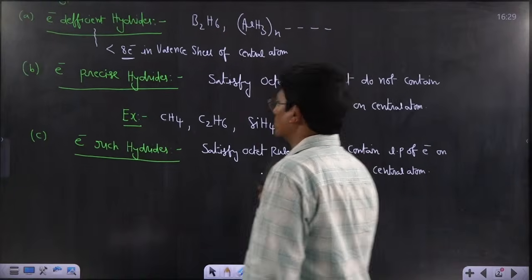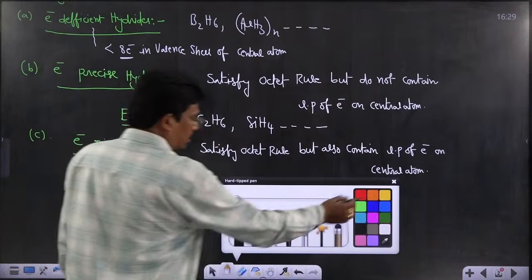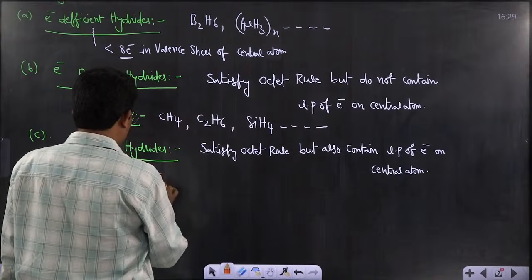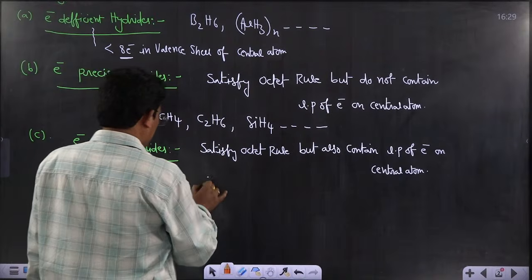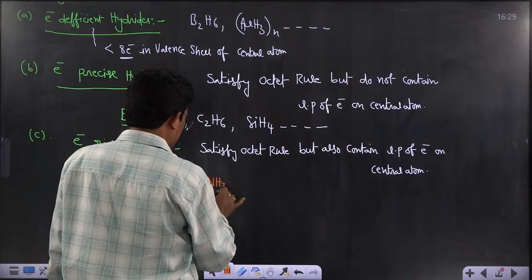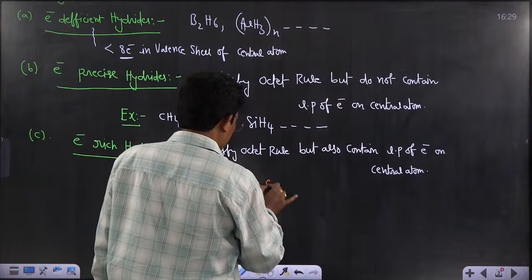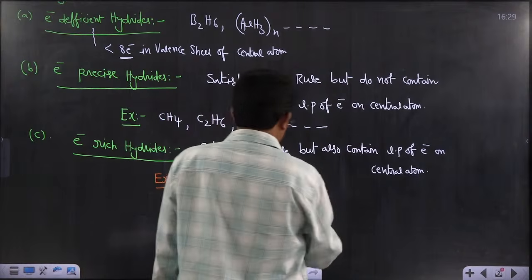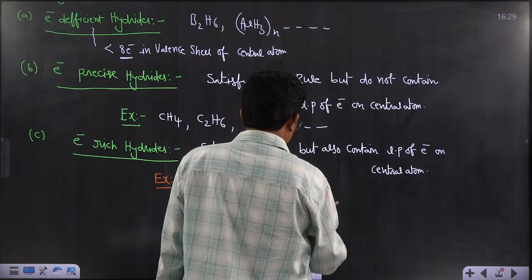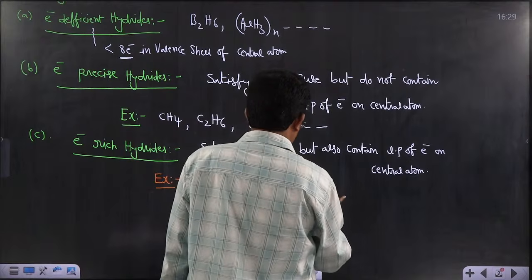Okay. Give example for electron rich hydrides. NH3, H2O, central atom oxygen, HF, hydrogen fluoride. Fluorine has 3 lone pairs.